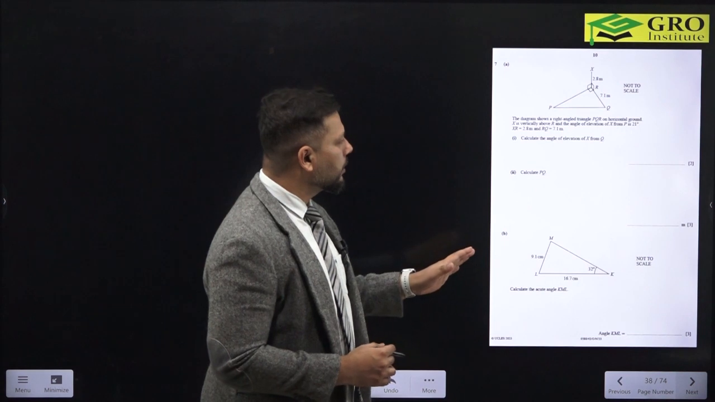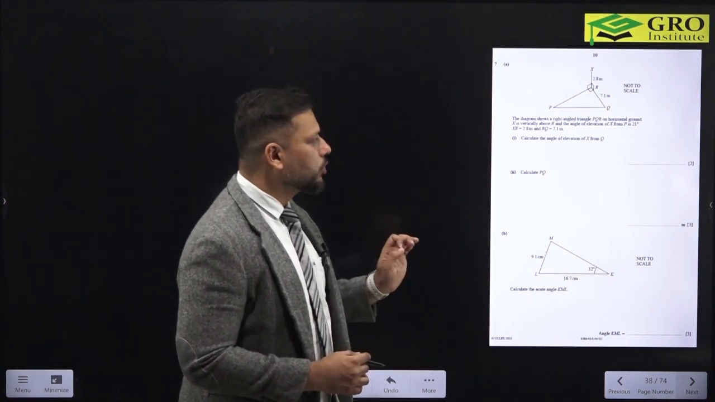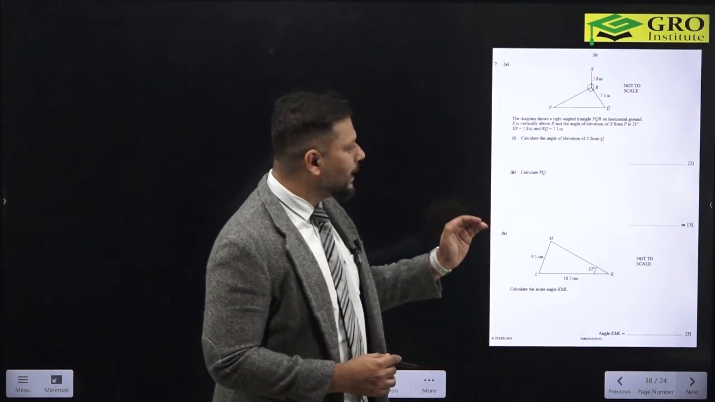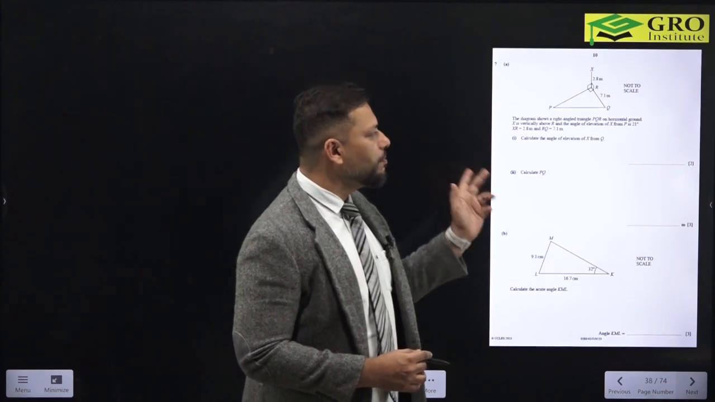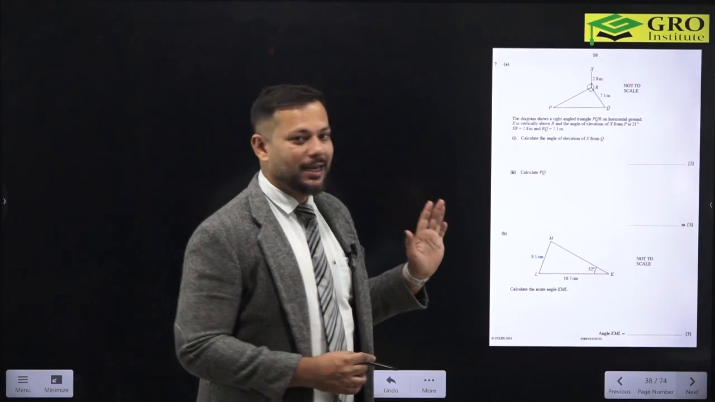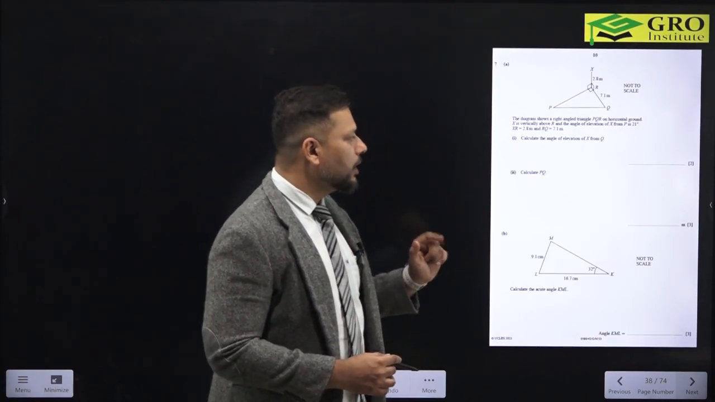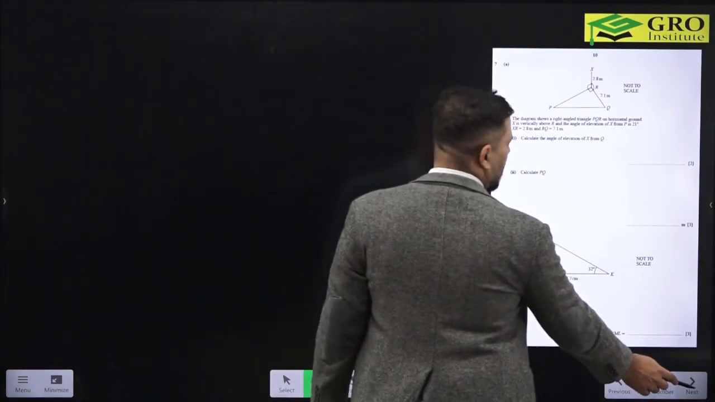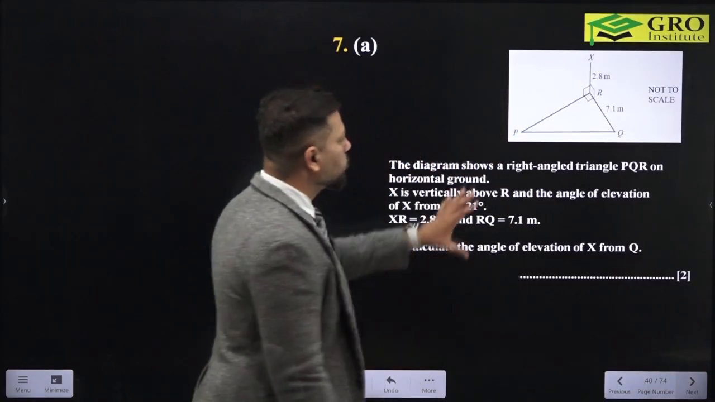So if you look at it, we are being given a diagram which shows the right angle triangle PQR on horizontal ground, and X is vertically above R, and the angle of elevation of X from P is 21 degrees. XR is given as 2.8 meters, while RQ is 7.1 meters, and we need to find a few missing values. So if I enlarge it, this is what it looks like.